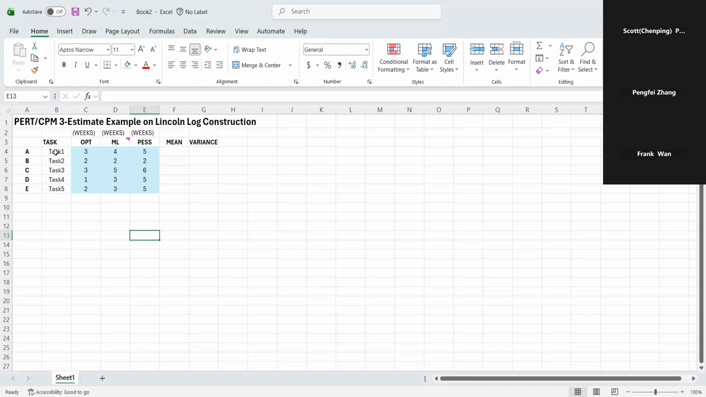Task 1, or activity A. Optimistic: if everything runs smoothly, it lasts for 3 weeks. But something will definitely go wrong, hopefully not very serious, so most likely it lasts 4 weeks. When every bad thing happens, it can run as long as 5 weeks. Okay?